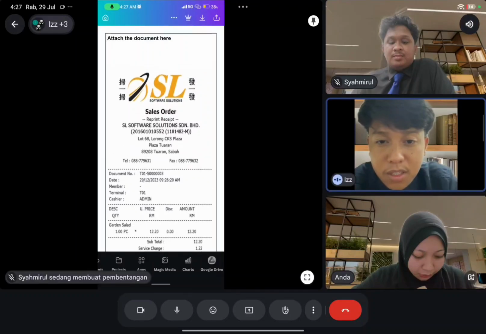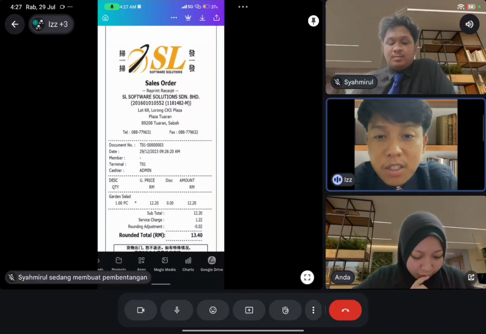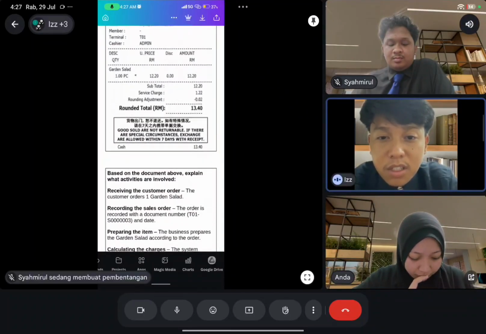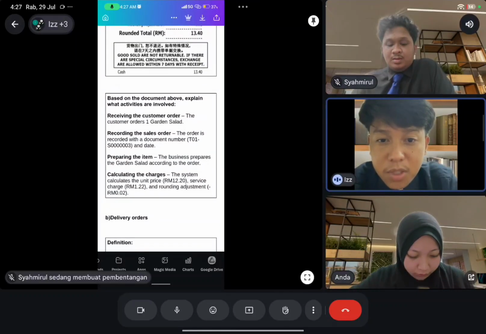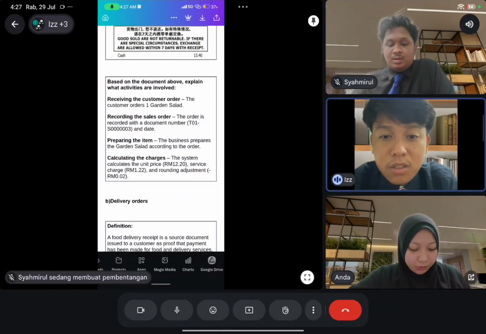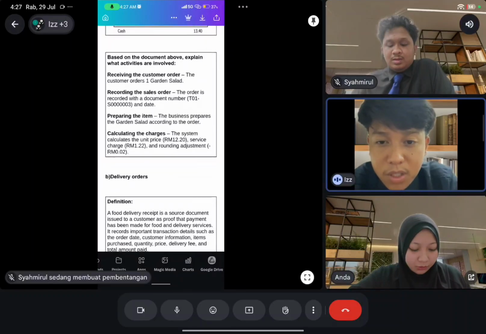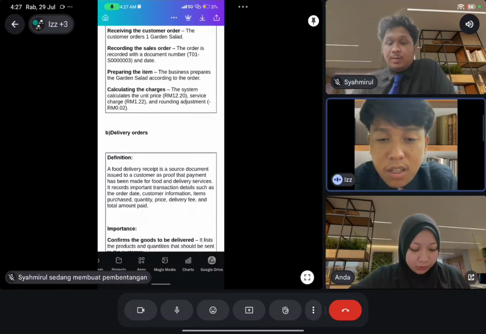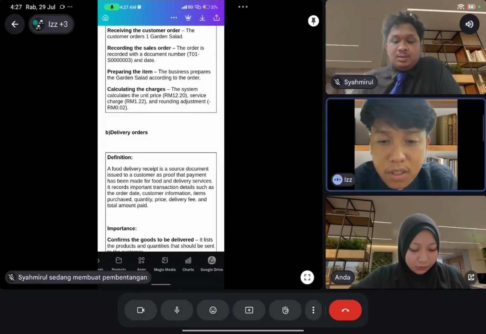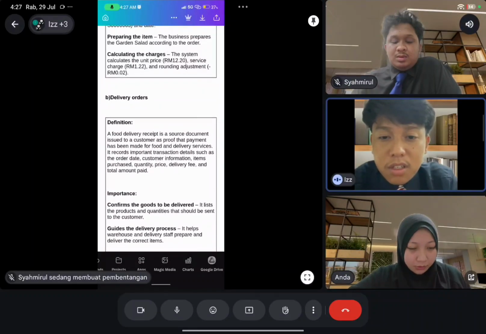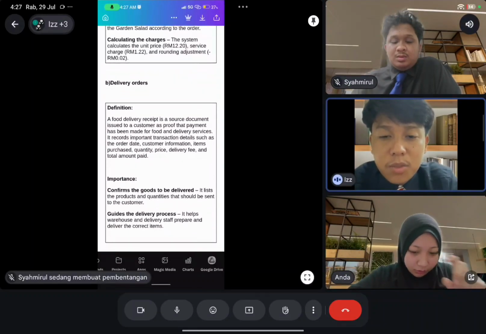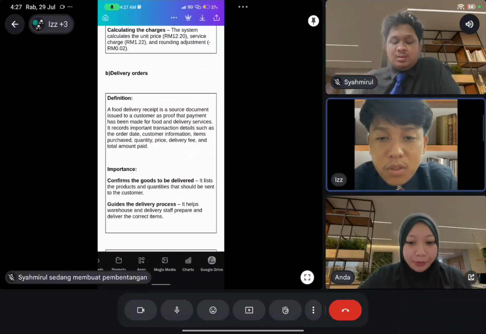For example, the first activity is receiving the customer order. The customer orders one garden salad. Next, the business records the sales order using the document number and the order date. Then, the business prepares the garden salad according to the customer order. Finally, the system calculates the unit price, service charge, and rounding adjustment to determine the total amount.